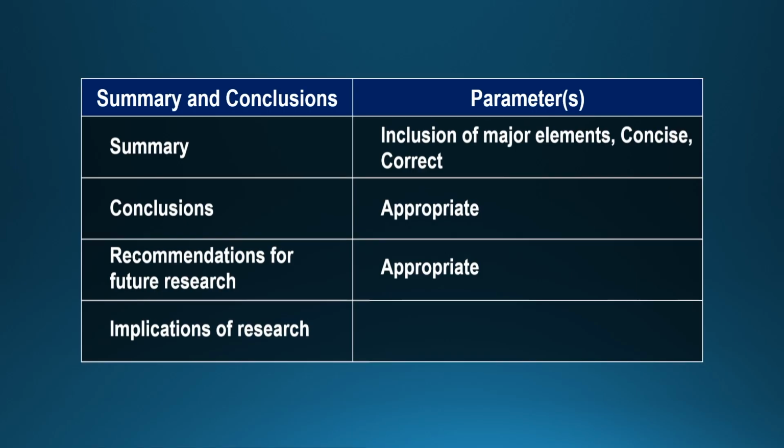Recommendations for the research need to be evaluated with respect to their appropriateness and with respect to the implications of research. It has to be evaluated with respect to its appropriateness and whether the implications have been made for the various stakeholders interested in research. So these are the major parameters of evaluating the research report, and on the basis of these parameters, the rubrics can be designed by the evaluators.